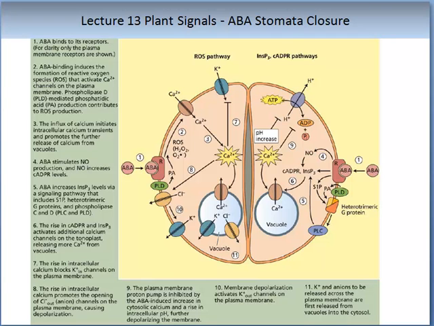ABA also increases the IP3 levels via a signaling pathway that involves S1P, heterotrimeric G proteins, and phospholipase C and D. The rise in cADPR and IP3 activates additional calcium channels on the tonoplast, releasing more calcium from the vacuoles.